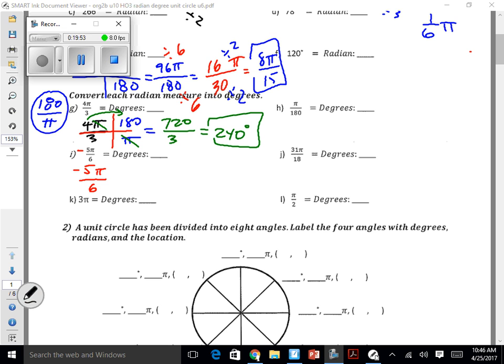What do we have here? 180 in the pie. Somebody tell me the 5 times 180. 5 times 180, please. The big number. 900. Is it 900? 900. All right. I'm going to put a negative 150 though.